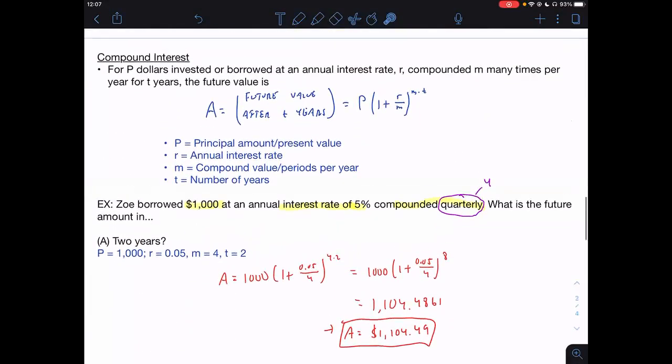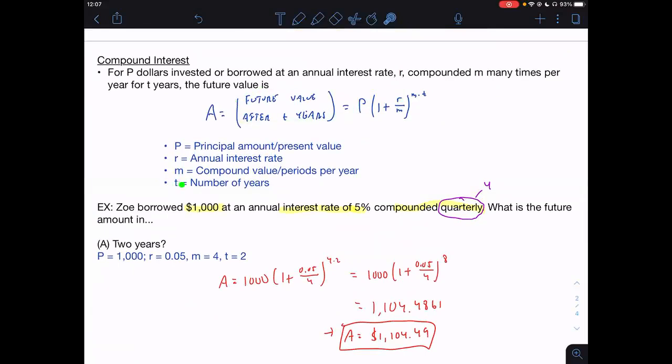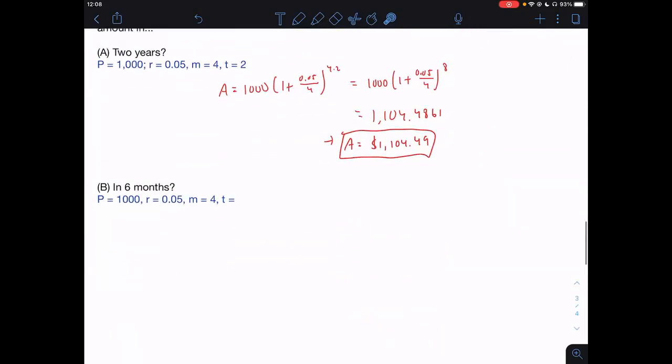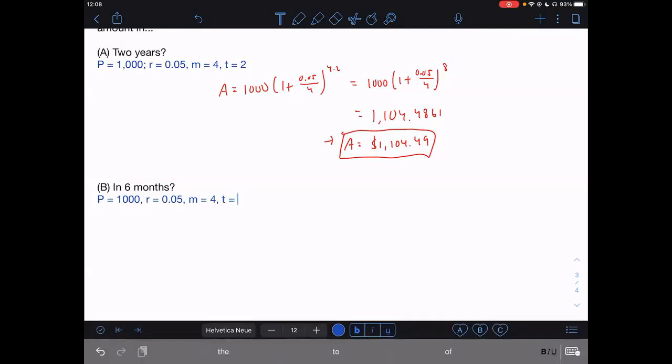Again, for this formula, T is the number of years. It has to be in terms of years. But what do we have here? 6 months. So what we need to do is convert this value of months into years. How do we convert months into years? By taking the number of months and dividing it by 12, the number of months in 1 full year. So 6 divided by 12: 6 months is equivalent to 1/2, or in other words, half of a year, 0.5 of a year.